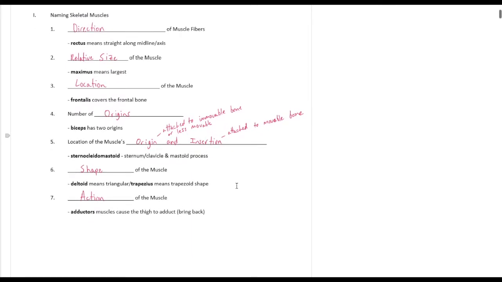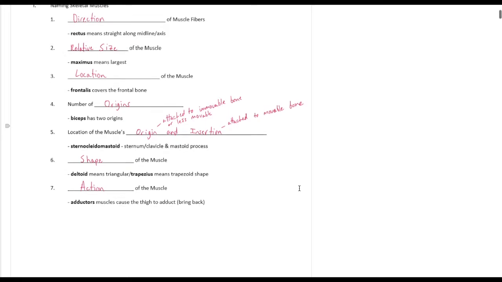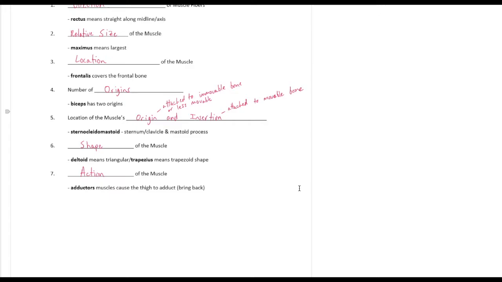Number of origins. So biceps brachii, bi means 2. We have 2 origins, or the number of origins there. We have location of the muscle's origin and insertion. And kind of review, an origin is the attachment to a stationary bone, or less movable. Insertion is attached to a movable bone. So the sternocleidomastoid, okay, we have the sternum and clavicle, the sternocleido part, and then the mastoid would be inserts in the mastoid process. And we have the shape of the muscle.